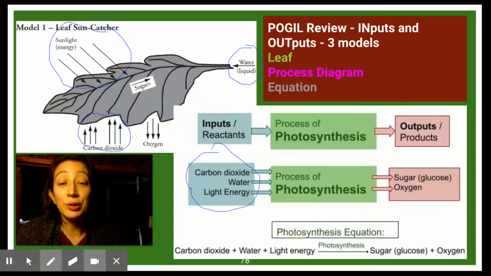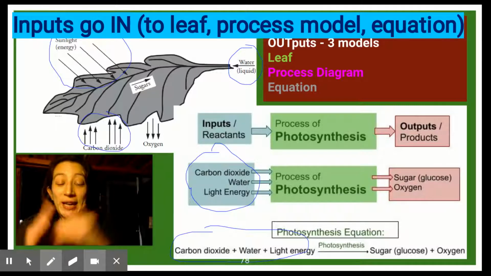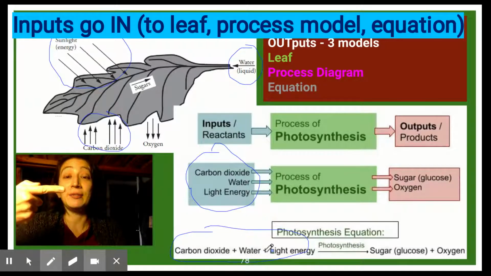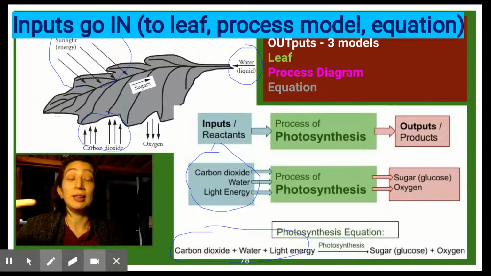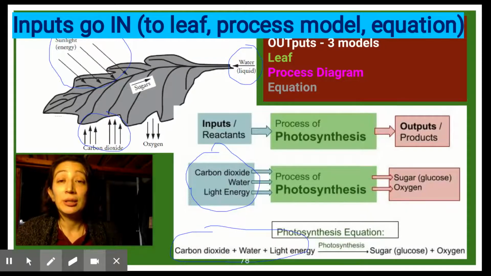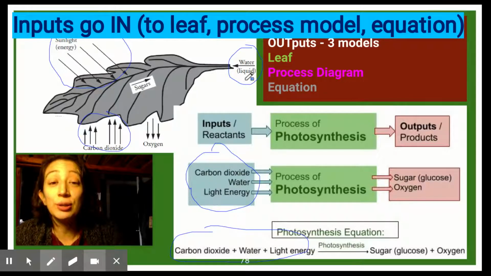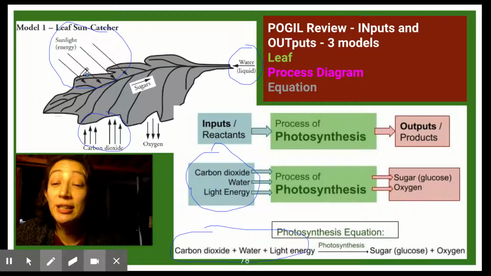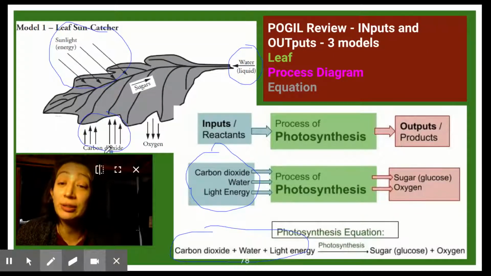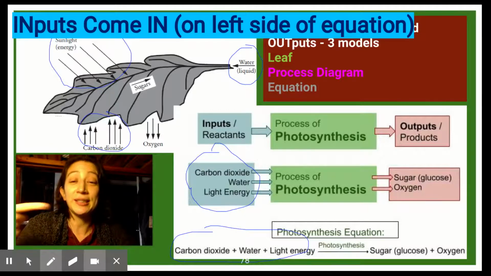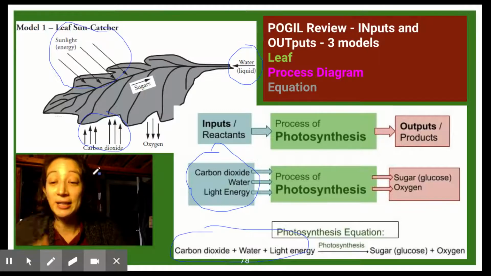So another way of showing it is the process model. And here's some more inputs in the equation. So again, inputs are things that go in. Inputs come in on the left-hand side of the equation. A lot of students get confused again about inputs and outputs. Inputs go in. So you can see they're going into the leaf. Sunlight's going into the leaf. Carbon dioxide's going into the leaf through the holes in the bottom, but it's still going in. So inputs come in on the left side.